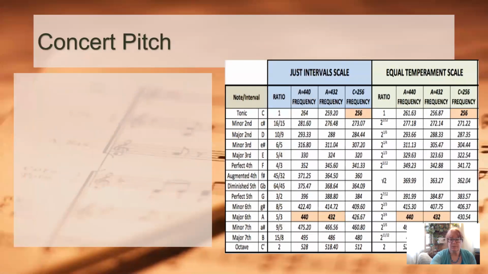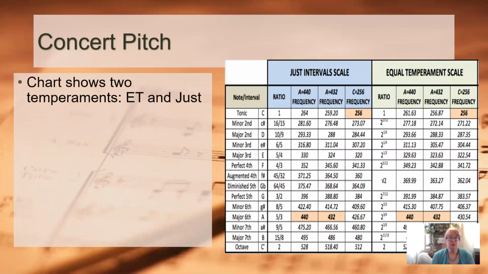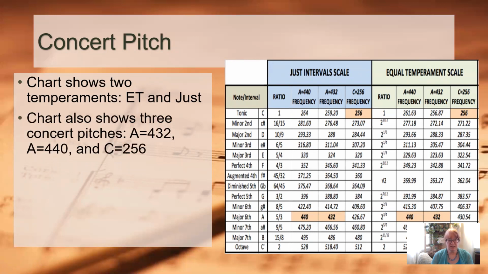Concert pitch. This chart shows two different temperaments, equal temperament, ET, and just. So here's the just, and here's equal temperament. What I like about this chart is it shows the exact frequency so that you can see a side-by-side comparison of how that works. It also shows three different concert pitches. So we've got the just intonation right here, equal temperament here.